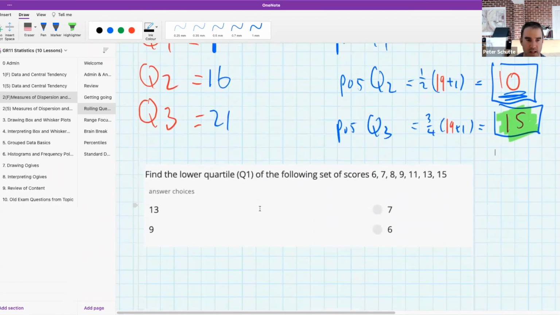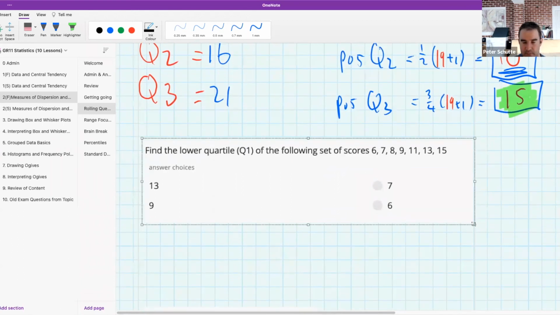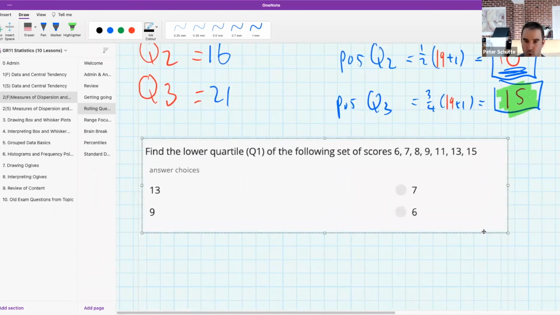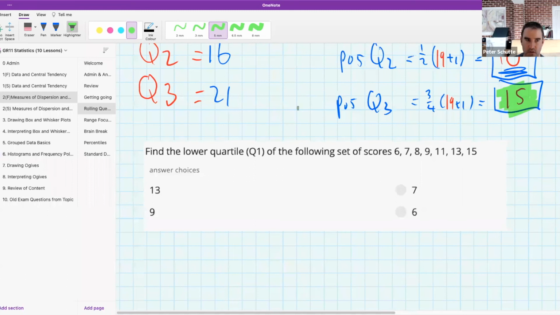Okay, let's do this. This is a multiple choice question. Find the lower quartile of the following set of scores. I want to see if you can do that for me. I'm first going to check, is the data in order? It is. 1, 2, 3, 4, 5, 6, 7 data items.